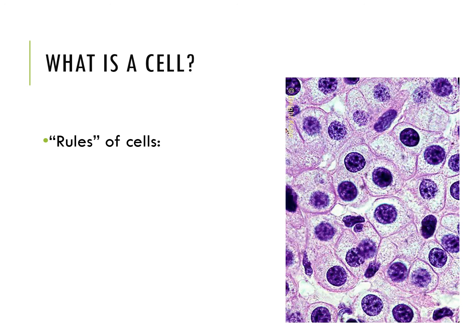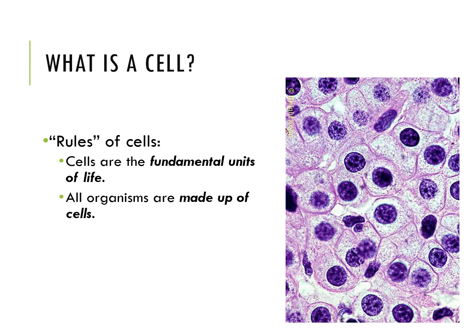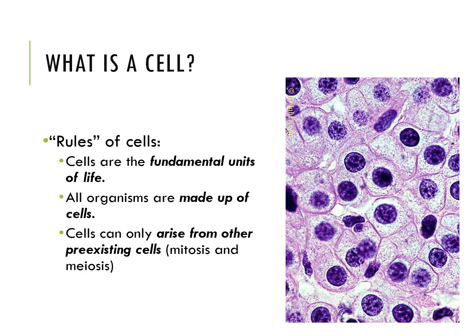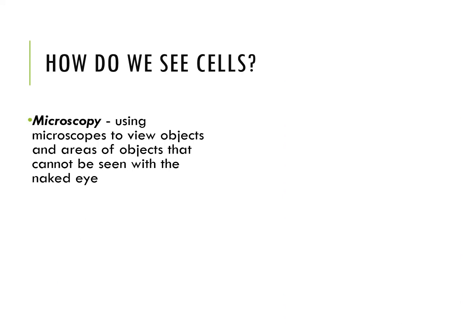So the roles of cells. Cells are fundamental units of life. All organisms are made of cells, and cells can only arise from other pre-existing cells, be it mitosis and meiosis, and we'll talk about both of those later. But this is called cell theory. These are the 3 rules of cell theory. And then all cells share common features.